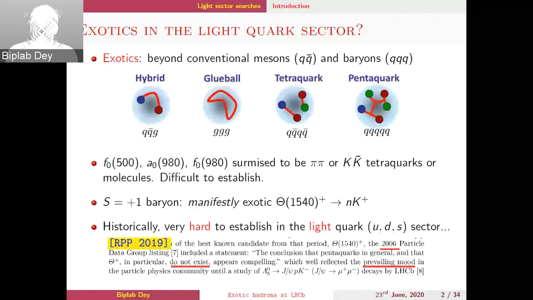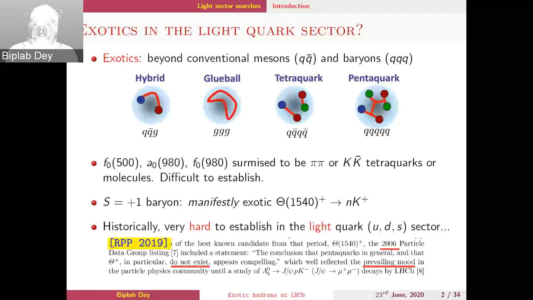And this is a snapshot from the latest PDG, which says that when the LHCb pentaquark came out in 2015, there was this prevailing mood that these things do not typically exist. So, one thing in passing: what about the strange quark? The strange quark is not really that light, so it behaves as something in the middle.